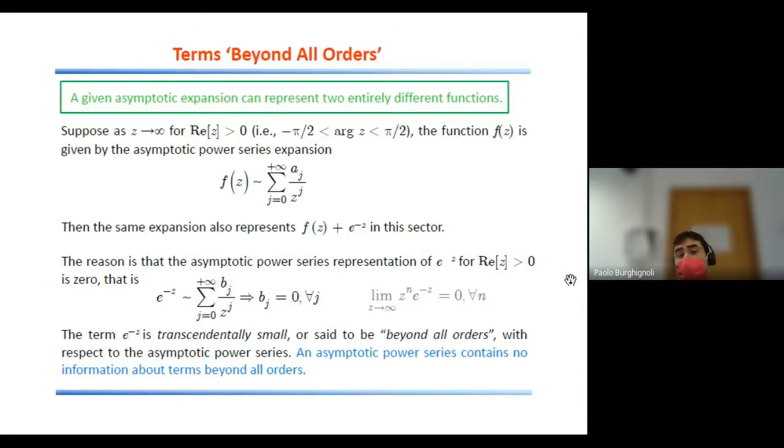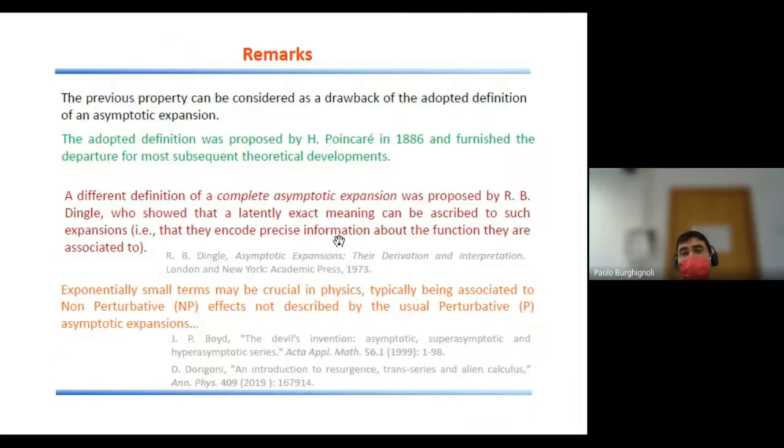This means that it seems that an asymptotic power series will give you no information about these terms. So we will never be able to recover an exponential like that from an asymptotic series. Well, that can be considered as a kind of drawback in the definition of an asymptotic expansion. And this definition we have given is the classical one given by Henri Poincaré at the end of the 19th century. And this was actually the basis of the development of the theory of divergent series.